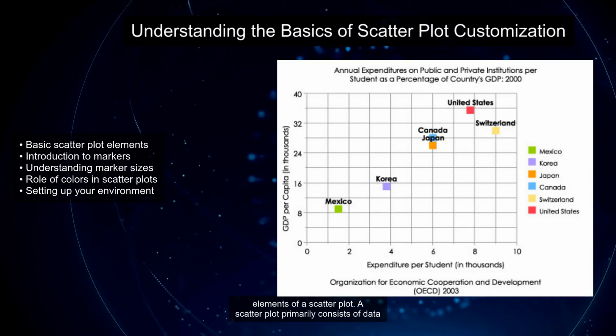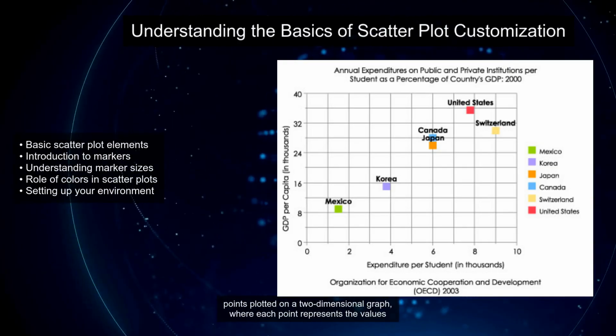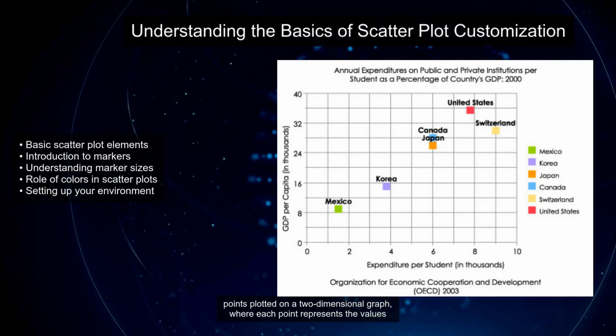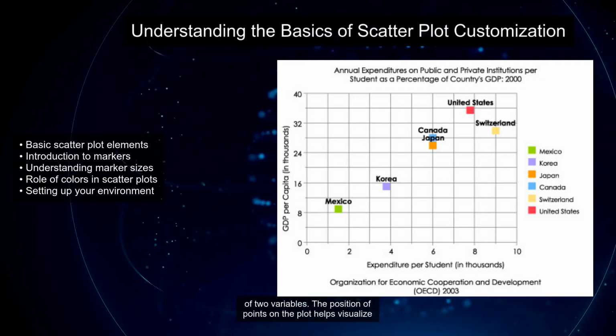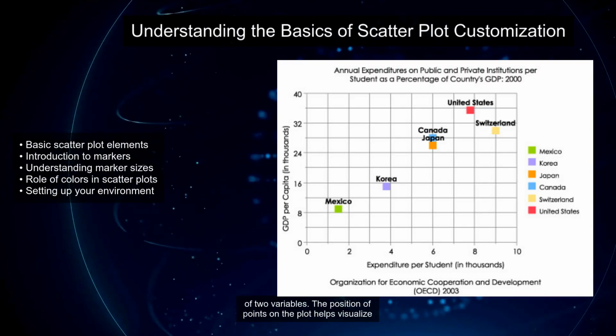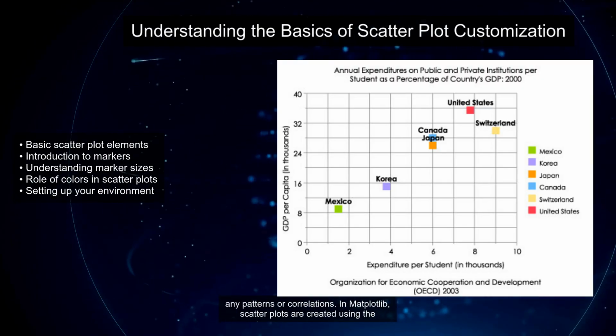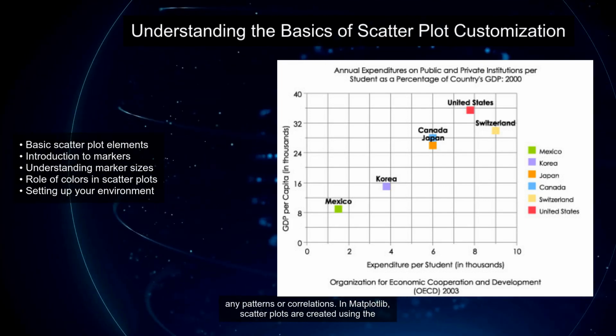A scatter plot primarily consists of data points plotted on a two-dimensional graph, where each point represents the values of two variables. The position of points on the plot helps visualize any patterns or correlations. In Matplotlib, scatter plots are created using the plt.scatter function.